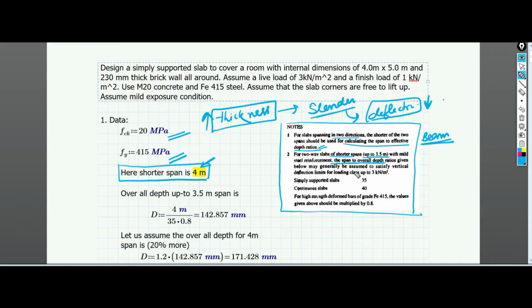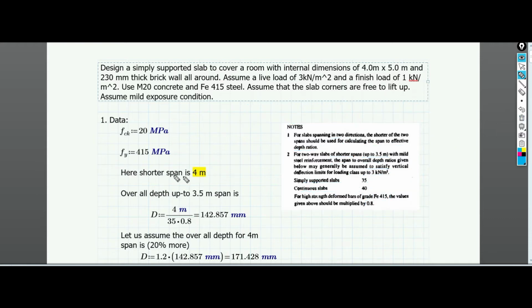Just mind these words. Given below may generally be assumed to satisfy vertical deflection limit for loading class up to 3 kilonewton: simply supported is 35, continuous is 40. And if you are using high yield strength deformed bars Fe415, it is 0.8. You have to multiply these terms with 0.8. Clear? So let's see how to use it.